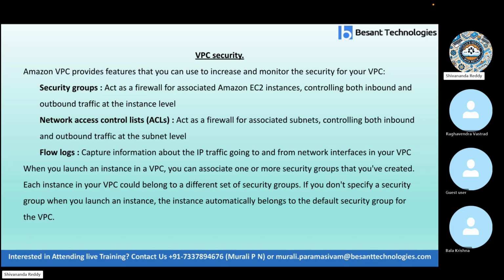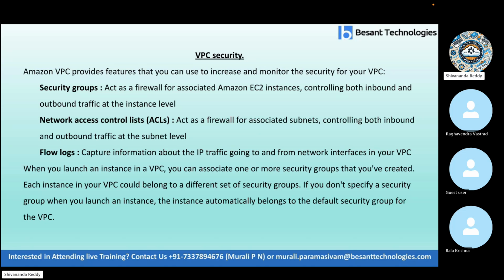Okay, next, sir, is security. Amazon VPC provides features that you can use to increase and monitor the security for your VPC. Three ways you will get the security generally. What are the three ways? First one security groups, second one network ACLs, third one flow logs. These are three essential components that can be used.